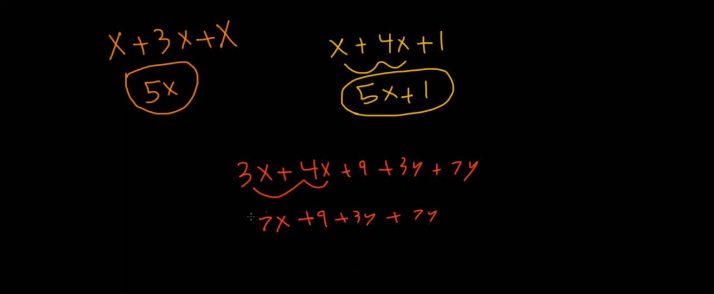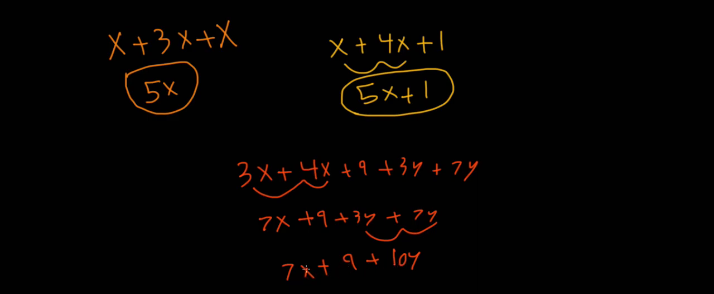Okay, we're going to look around and see if there are any other same variables. So right here we spotted another one. They're both y's, so we can add those two. So 3y plus 7y is 10y. Okay, and then we rewrite whatever we had behind that. So let's see, 7x plus 9 plus 10y.